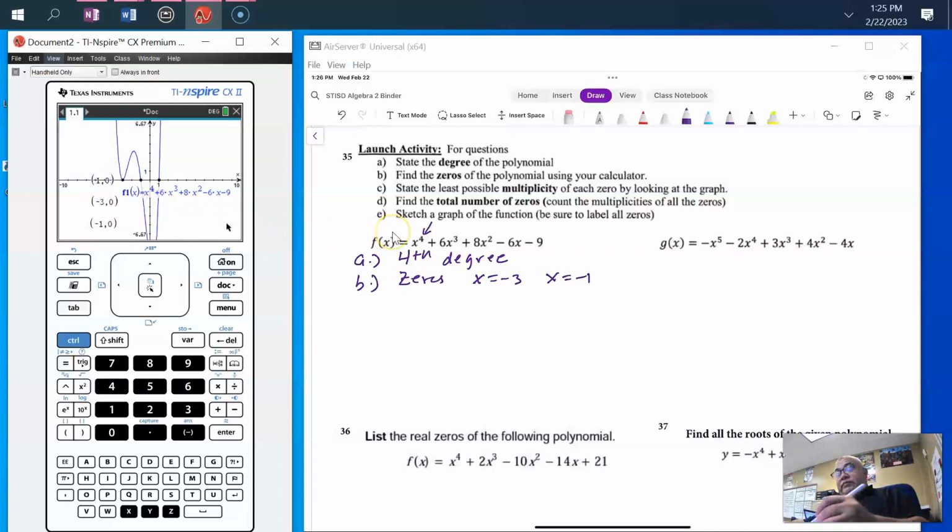Now, we know that there should be 4 zeros. So what I'm going to do is use synthetic division, because I've got to figure out which of these is being repeated. If I do synthetic division, then I can find that missing 0. So I have -3, I have 1, 6, 8, -6, -9, 8, 9. Remember that it has to be in descending order.